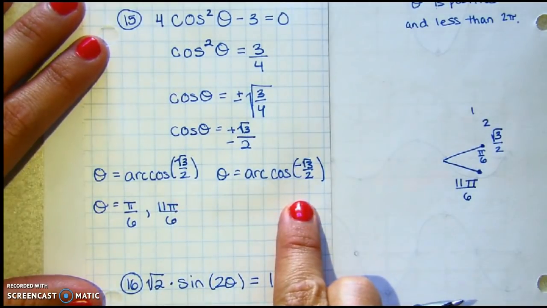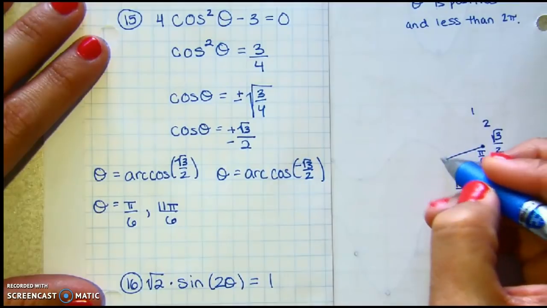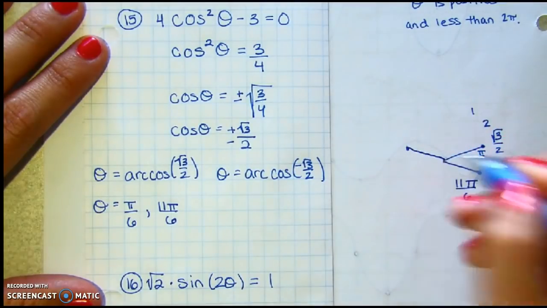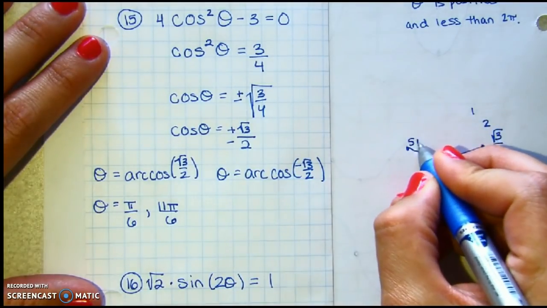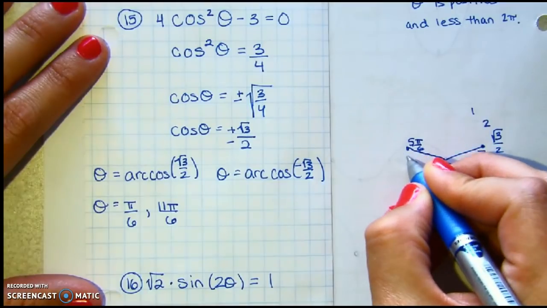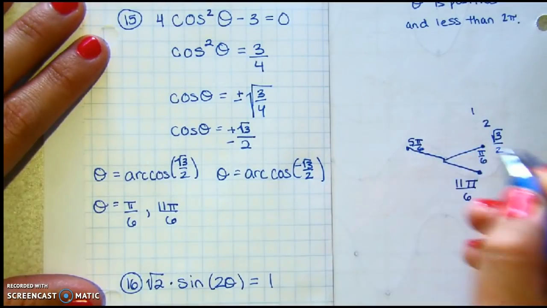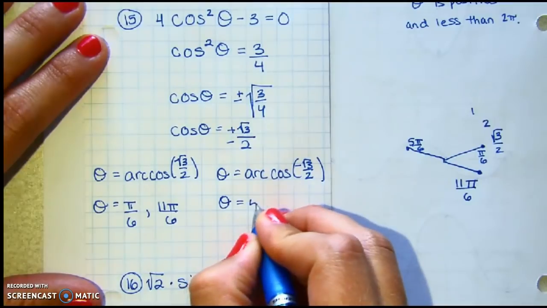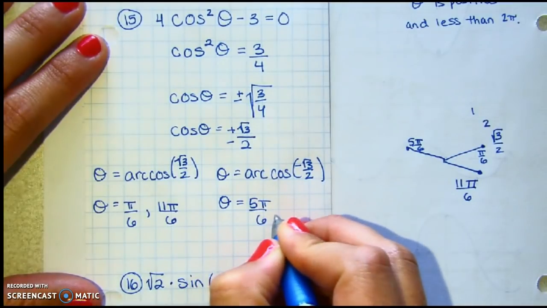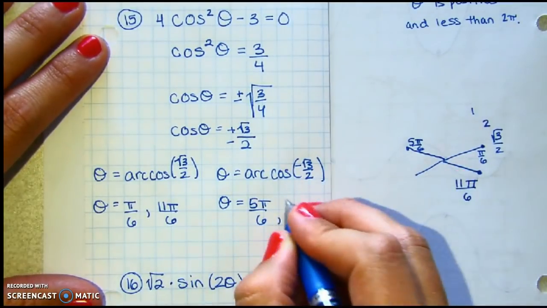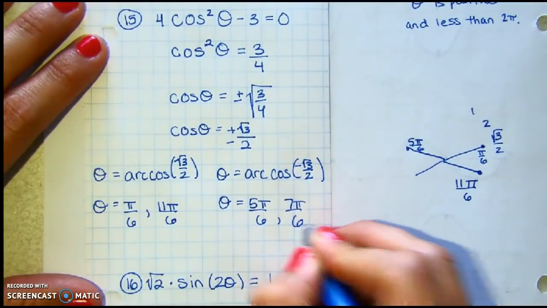Okay, but we also get to write down the negatives. Not every time do we get to write down all 4 answers. That's going to be back over here. Remember, 180 is 6 over 6. So just before you get to 180, we have 5 pi over 6. And then just past 180 is 7 pi over 6.